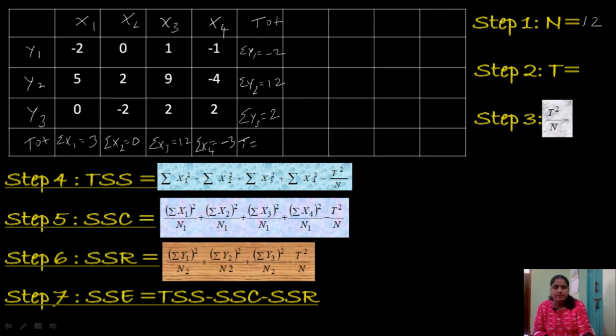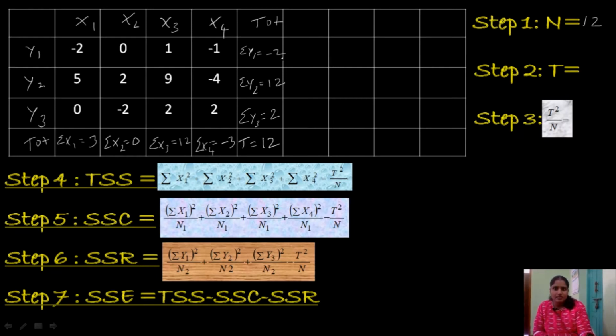And T here is the total of all these values. By adding all these values along its column wise and row wise, we get the value of T. So let me add this along column wise. 3 plus 0, 3 plus 12, 15 minus 3, that is 12.